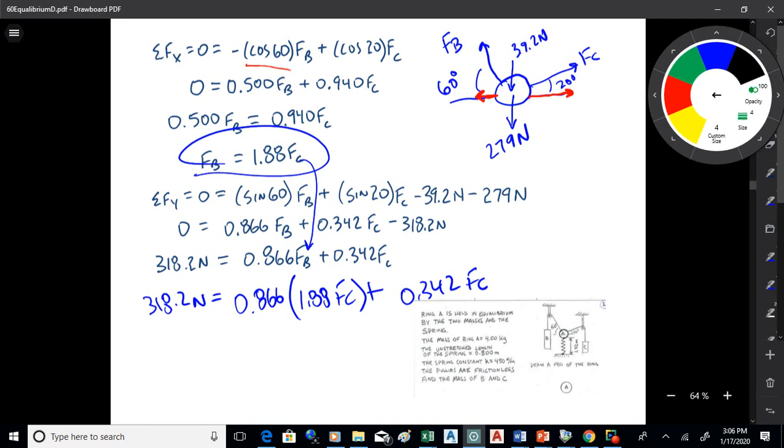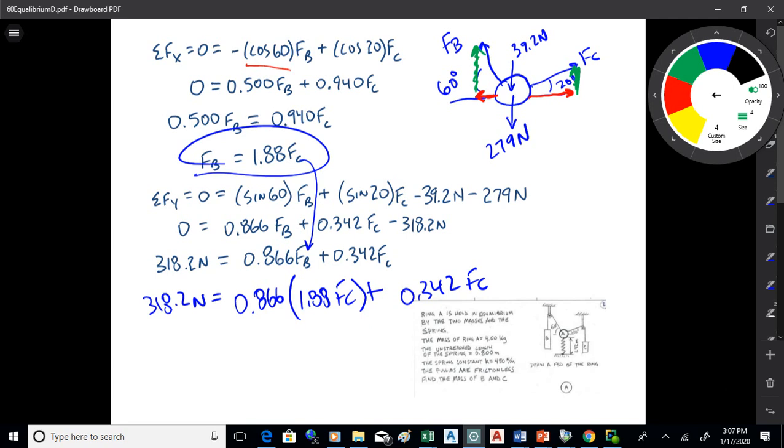Once I've got that, I'll then find the Fys, which are the opposite sides. So they're both sine functions. That's these ones here. Okay. So sine 60 FB, it's up, so it's positive, plus sine 20 FC, again, up is positive, minus the weight and the spring force is 0. Our equilibrium equations are based on summing things and getting 0.